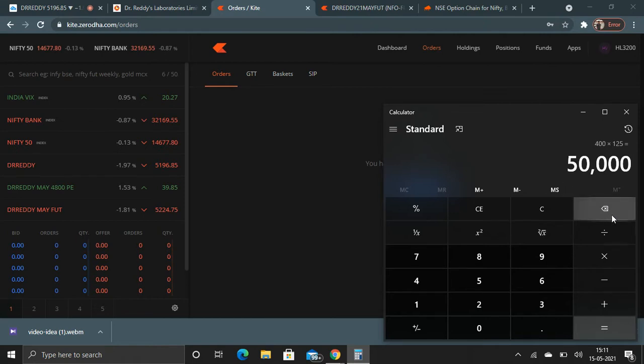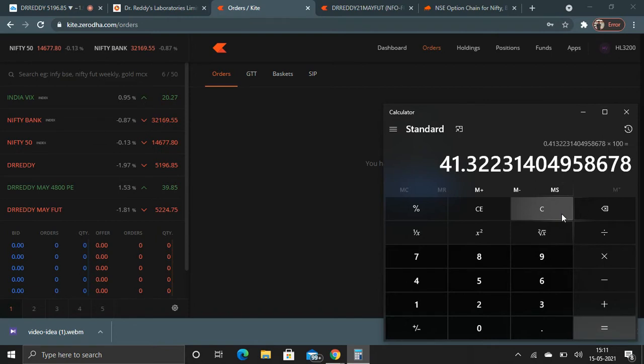Now check the investment and the return. Simple. 50,000 divided by 1,21,000 average. You get average 41% as return. One thing to remember is in futures, you have to offer 1,21,000 as margin amount.